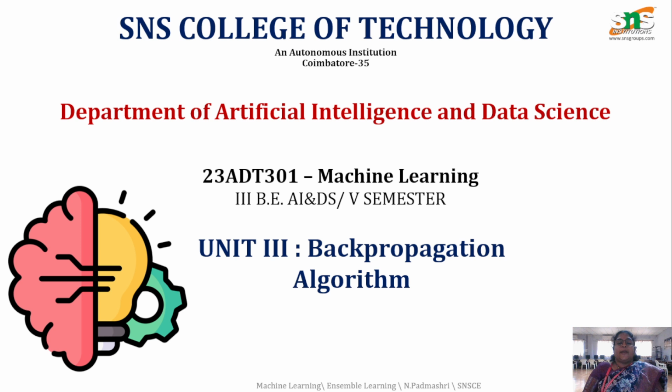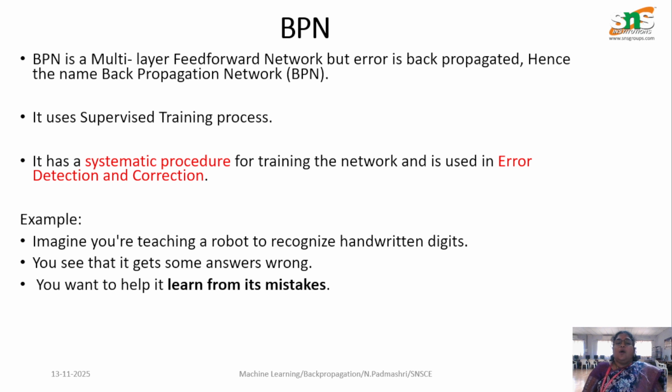Today I am going to explain the concept of backpropagation in machine learning. Before I explain what backpropagation is, it's a kind of network present in machine learning, and we can say it is a type of artificial neural network. What is BPN? Backpropagation Network. It's a multi-layer feed-forward network.